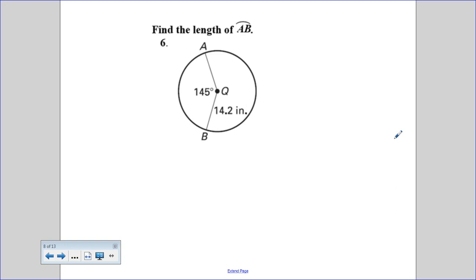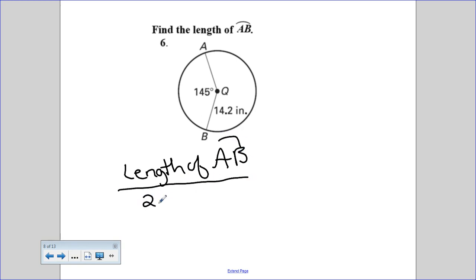Okay, well now let's actually apply the proportion that we just learned. So if I want to find the length of AB, and I'm given here that 14.2 is the radius, and I'm given the arc measure of AB. So I like to use the ratio. You can use where I said length of AB equals the degrees times circumference, however you like. But I'm going to set it up like this. Length of AB over 2 times pi, the radius is 14.2, equals, well, the piece, the degree measure was 145 over the whole 360.